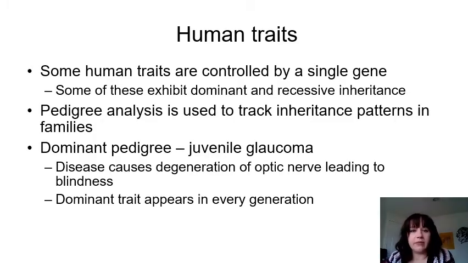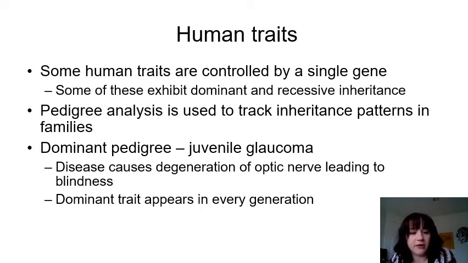So let's talk a little bit about human genetics. We can actually track traits in people in family histories, and you can determine whether traits are dominant or recessive by tracking the inheritance patterns. This is called pedigree analysis.